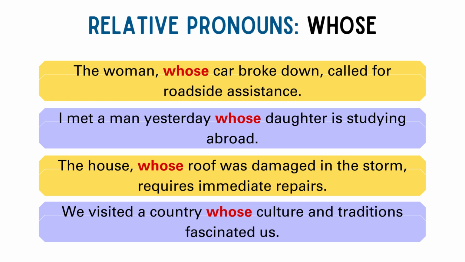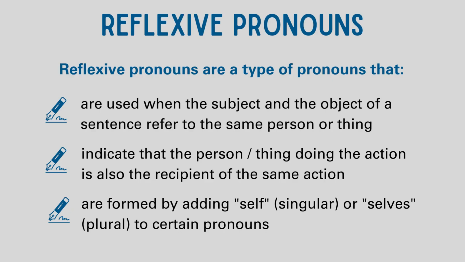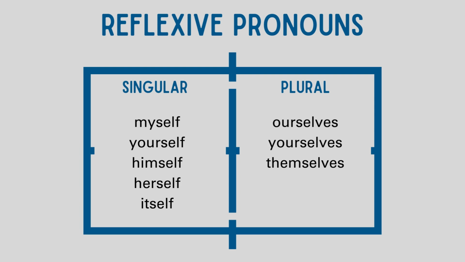That was quite a long one, huh? Anyway, let's move on to reflexive pronouns. We use this type of pronoun when the subject and object in a sentence refer to the same person or thing, meaning it is both the doer and receiver of the action. You'll easily recognize reflexive pronouns because they end in self or selves, depending on whether the noun is singular or plural. If singular, we use myself, yourself, himself, herself, or itself.